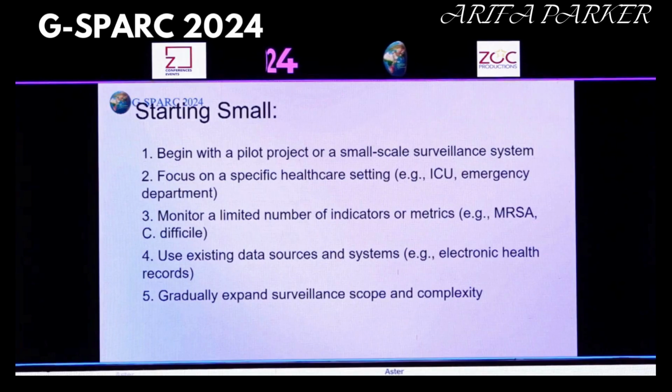So to end off, for those of you who are daunted by surveillance, I would recommend keeping it simple. Start small. We can't all do big national projects, but you can begin with a pilot project or a small-scale surveillance system focusing on one specific healthcare setting, for example, the ICU. Monitor a limited number of indicators as a start. Try to use existing data sources if available, and then you gradually expand your scope and complexity based on the lessons that you've learned from your small project.